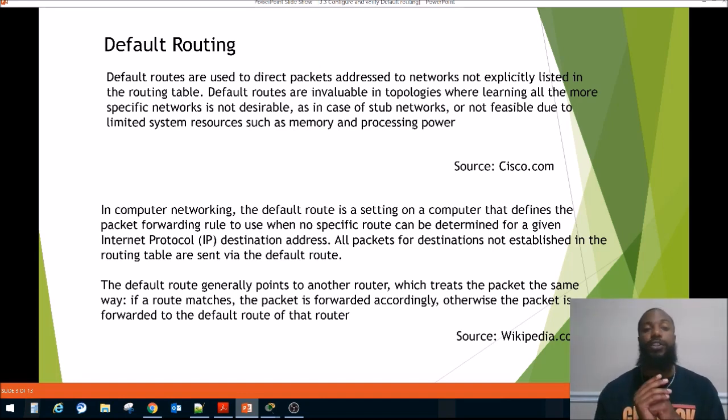Default routes are used to direct packets addressed to networks not explicitly listed in the routing table. So let's say you've got the routing table, which is kind of like your map. You look on there, you don't have any real ways to get there. But at the bottom of the map, it says, hey, if you want to get out of this neighborhood, take this road, basically. And you would even see that on a routing table.